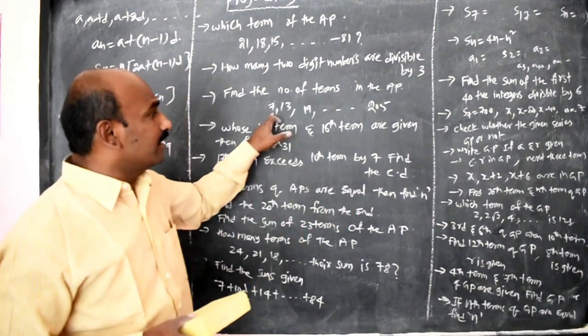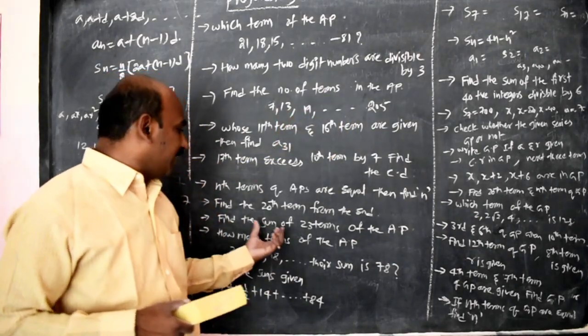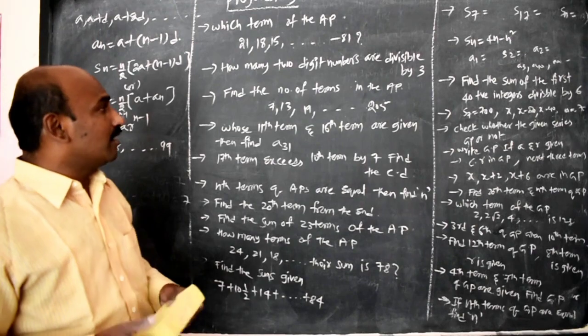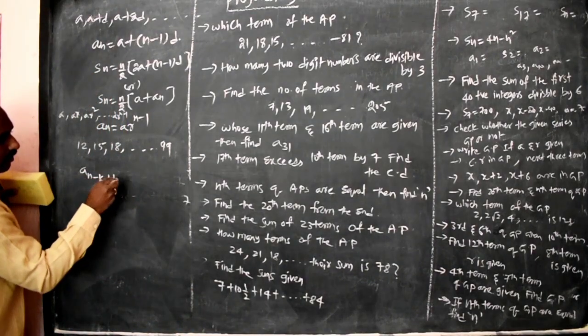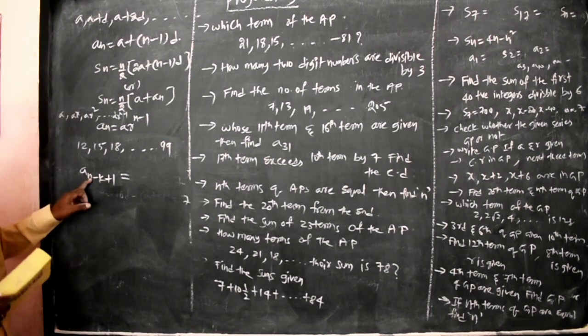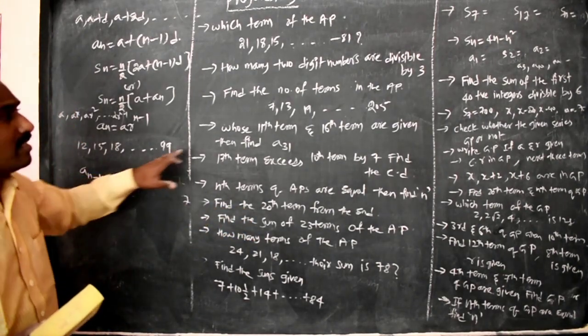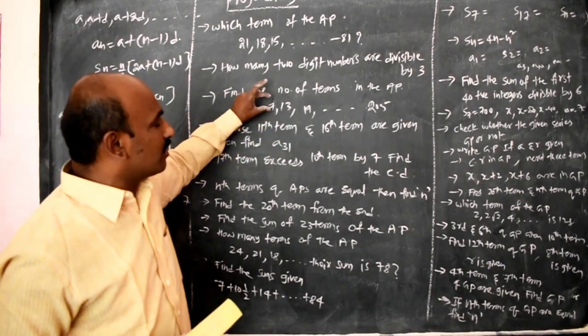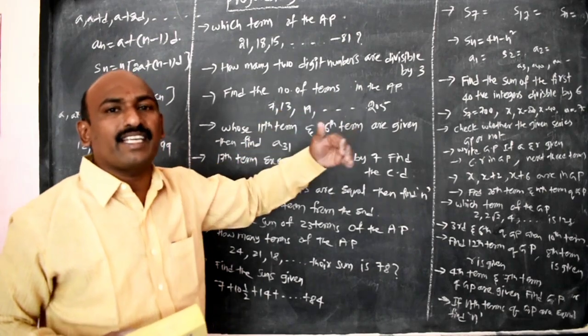If the series is like this: 7, 13, 19, ..., 205, to find the 20th term from the end, we can get this formula by using a_n minus k plus 1. Here n is the last term, and n means here we need to find out how many terms there are in the series 7, 13, 19, dash dash 205. In this series, how many terms are there, that is n.